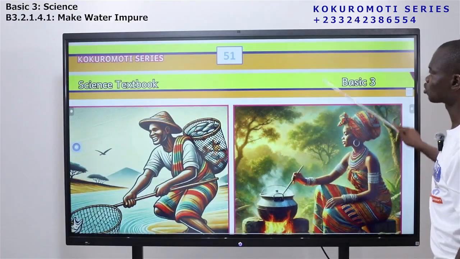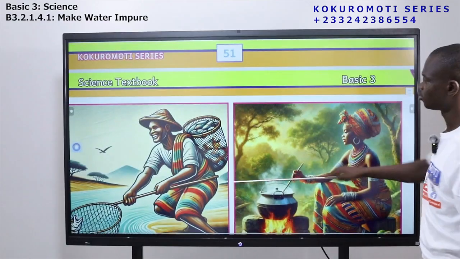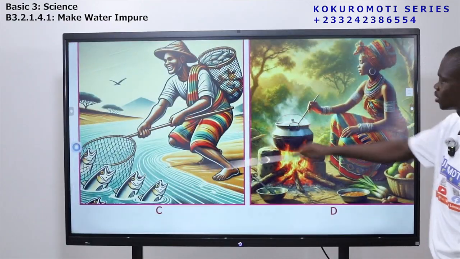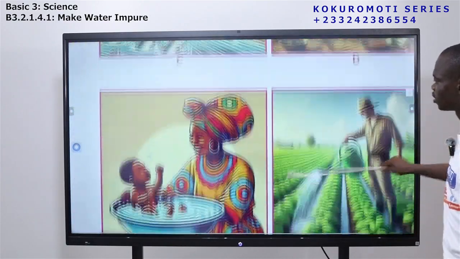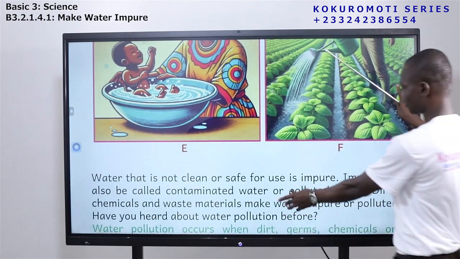The first one, we use water for drinking, for washing. We get fish from water. Water is used for cooking. We use water for bathing and for farming. Okay.